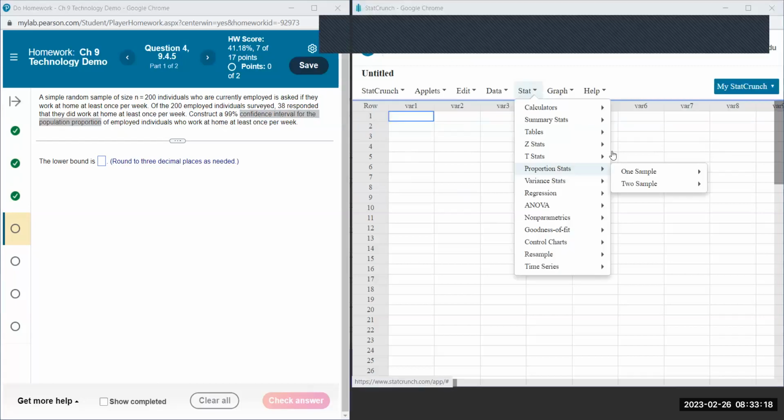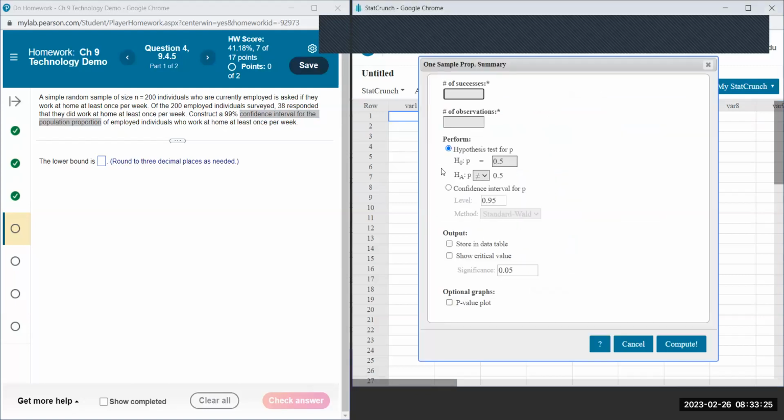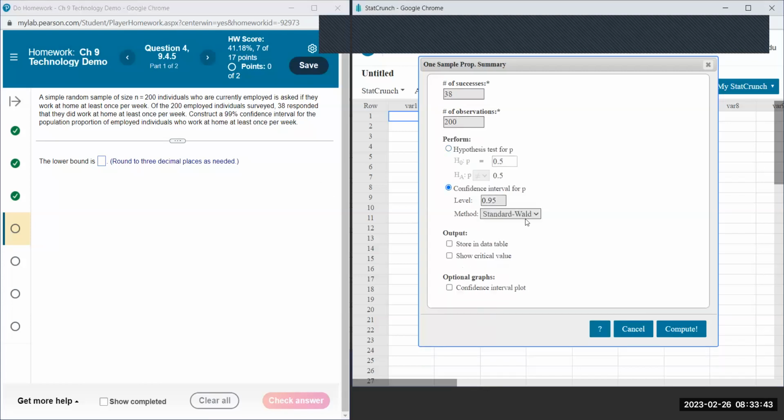Stat, Proportion Stats, One Sample, with summary. It doesn't give us raw data this time, it gave us the summary. So they kind of counted it for us. How many people said yes out of the total observations? The successes were 38. They were counting people that answered yes. Number of observations is the number of people or samples taken, in this case 200. We're going to want a confidence interval of 99, so we have to change this. It's on default at 95. We'll do the confidence interval plot.